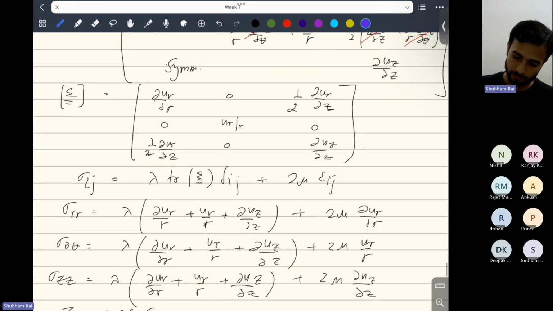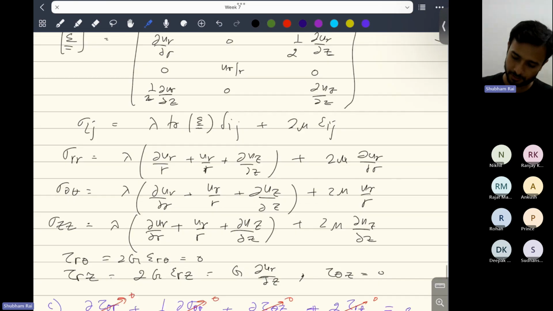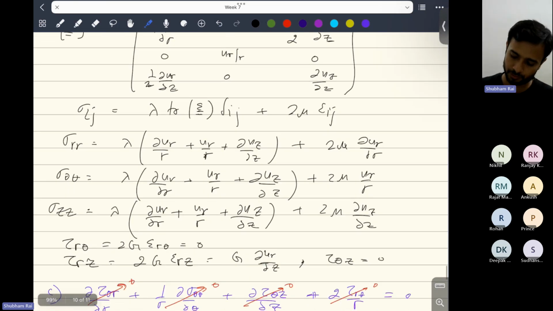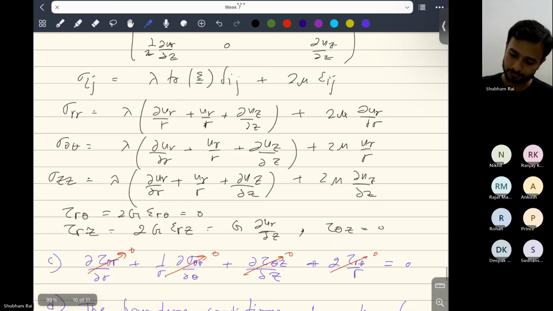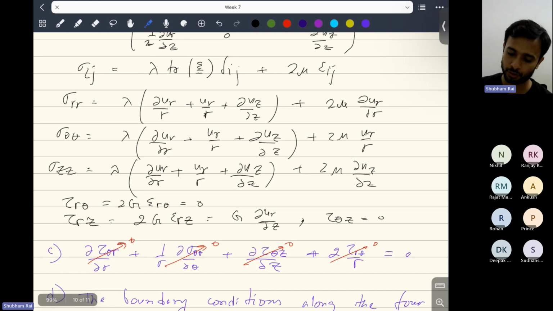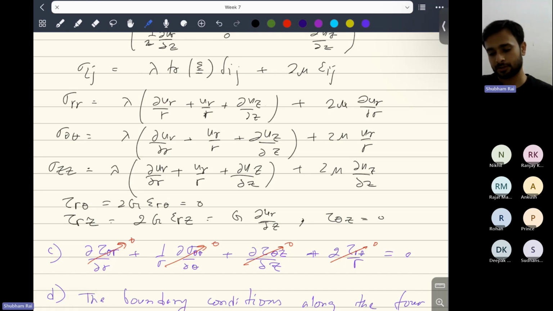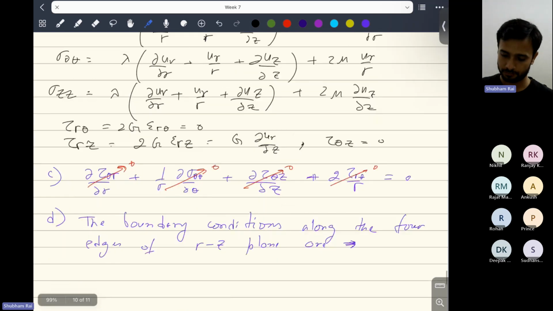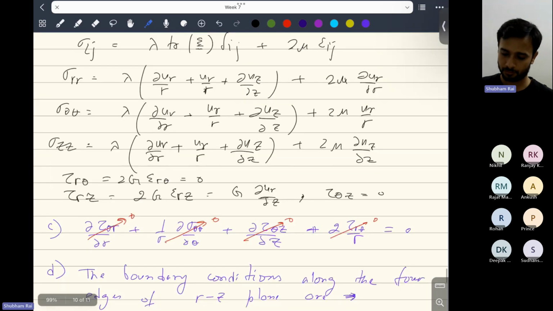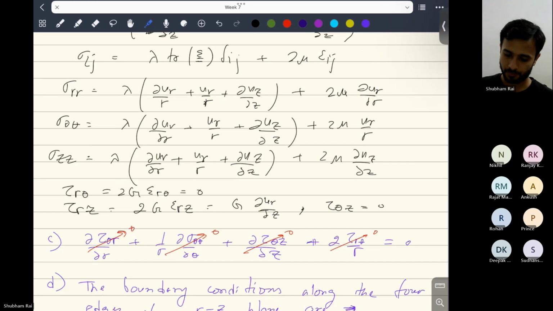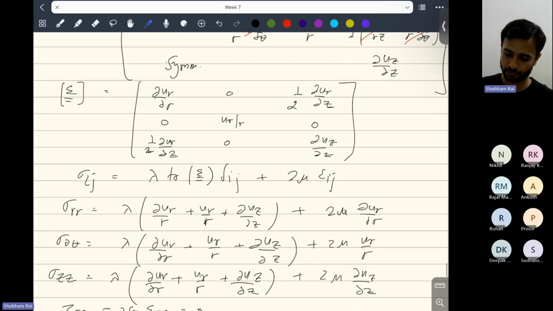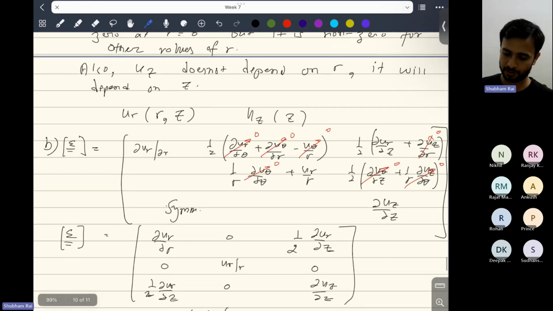So in this problem, how many stresses are there? Which are 1, 2, 3, 4, 5. So all these stresses are depending on UR and UZ only, right? So there are two deformation fields that you need to solve. Okay. And those are functions of R and Z. UR is a function of R and Z, UZ is a function of Z.